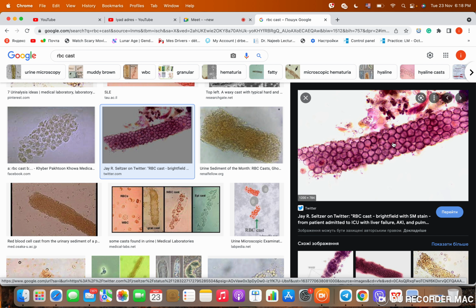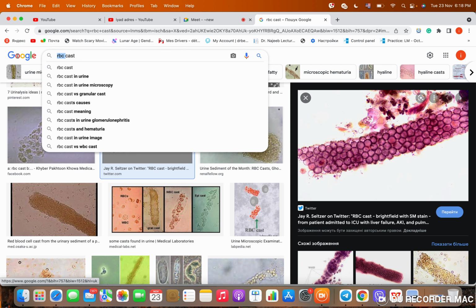So if you take a look at this cast, does it have any nuclei inside of these cells? Can you see any nuclei? No nuclei, that means it's an RBC, yeah? So, since you have been able to see this, I'm going to show you another type of cast.